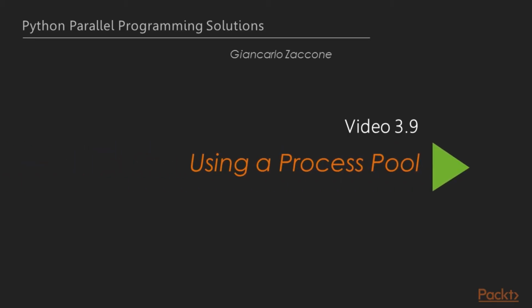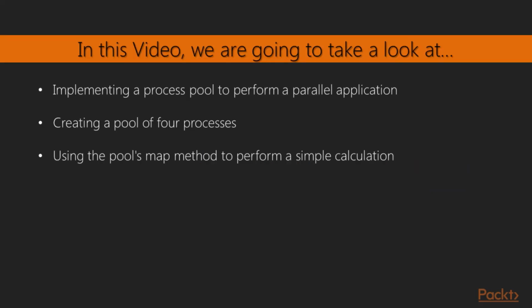In the previous video, we saw how to manage a state between processes. We now move on to the 9th video, using a process pool. In this video, we'll show how to implement a process pool to perform a parallel application. We'll then create a pool of 4 processes. Finally, we use the pool's map method to perform a simple calculation.